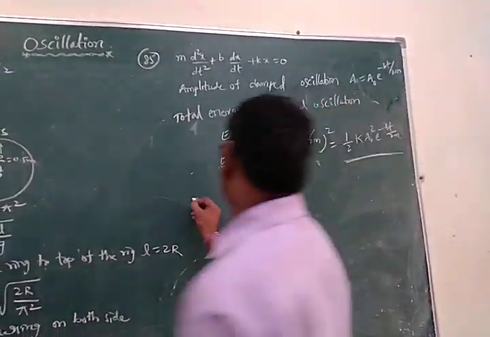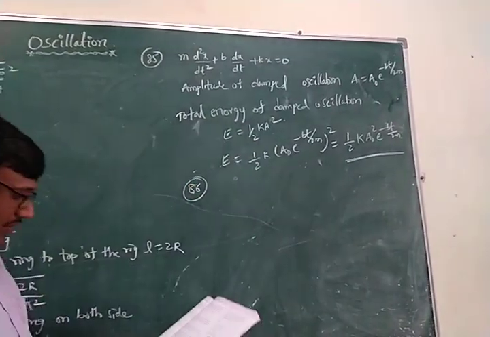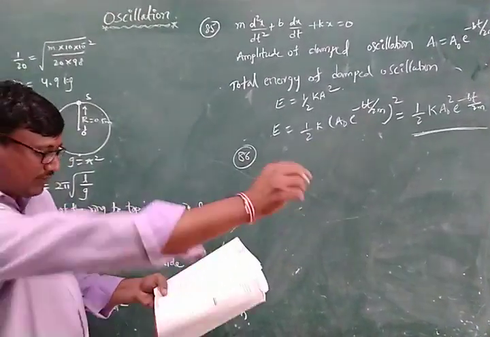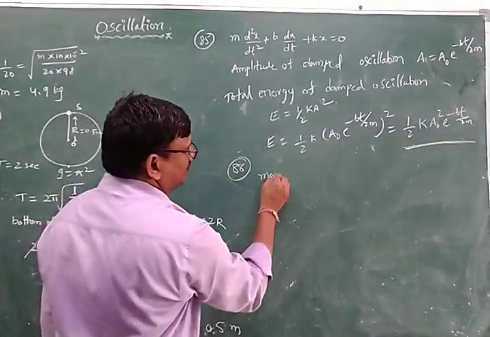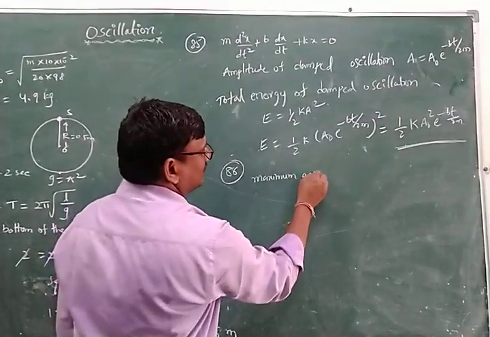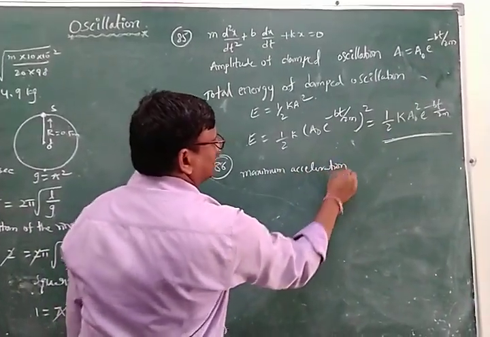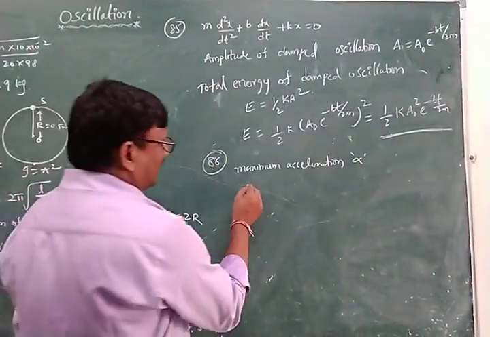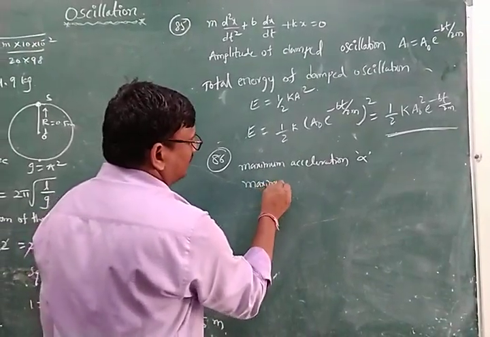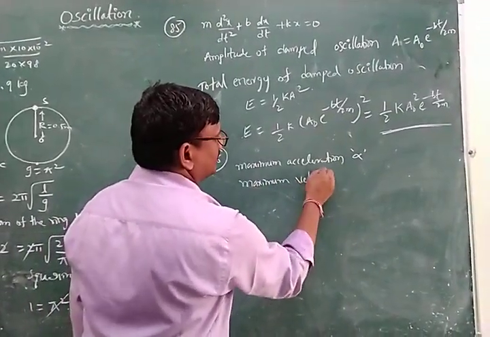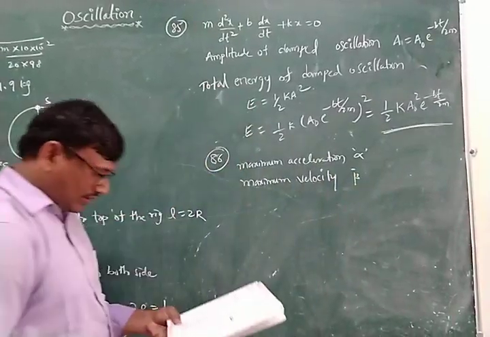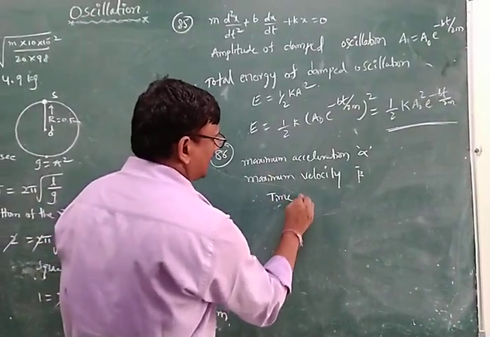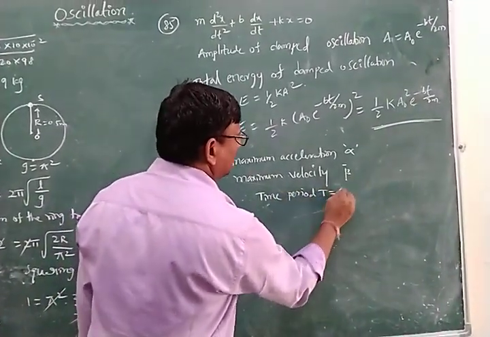Now the last question, that is 86. A particle executing simple harmonic motion, if the maximum acceleration is alpha and maximum velocity is beta, then the time period of vibration, therefore the time period T is equal to how much?